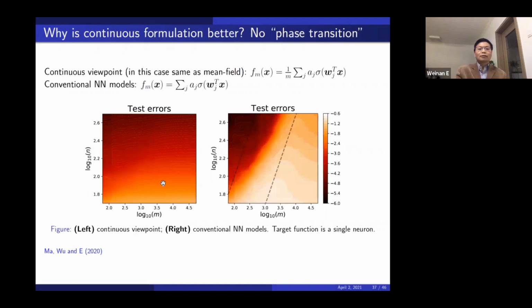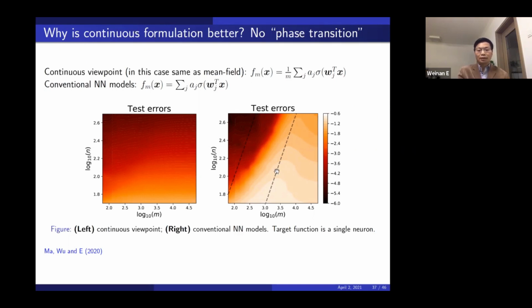Now, let me make a comparison between this scaling and this scaling. This is the usual scaling that people use in practice. And this is the scaling that we were considering from a continuous approximation or mean field approximation, because the only difference is that we have a 1/n coefficient here. But the gradient descent dynamics behaves very differently. This little factor actually changes the gradient descent dynamics a lot.